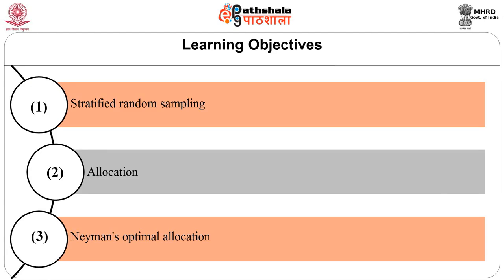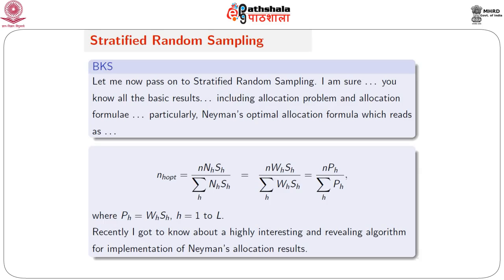What is so far not known is the implementation of the allocation design, the allocation plan, with particular reference to Neyman's optimal allocation plan, what the practical difficulties are, and there is an exciting, very exciting novel technique that has come up only recently, and I will emphasize that. So, with that background, let us get into the topic of stratified random sampling. So, as I said, let us start with stratified random sampling.